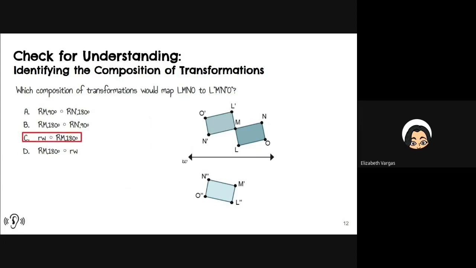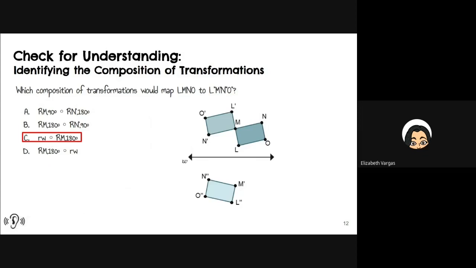And so that is the correct answer. The correct answer is C. How do we know it's C? Well, the first thing we do from our pre-image to our image with prime notation is rotate about this point M 180 degrees. And then after we've done that, the next thing to do is to reflect that across this line W. And then that gives us our final image after those compositions of transformations.